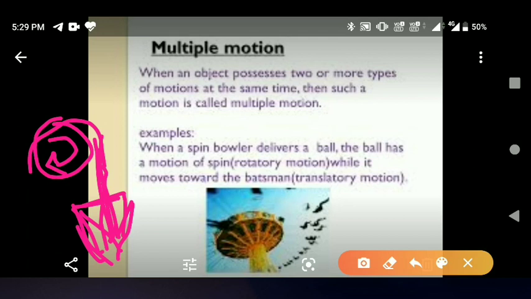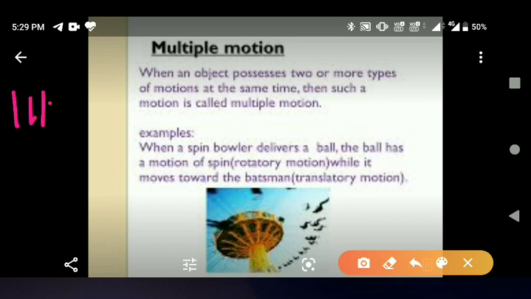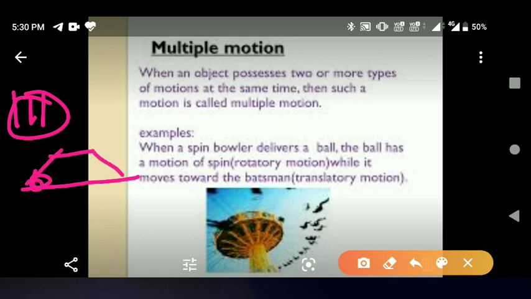The third example is a vehicle moving on the road. The vehicle moves in a linear way and the wheel rotates in a circular motion. When a vehicle is moving on a road, the wheel shows rotary motion and the vehicle moves in a translatory way. So at the same time it shows rotation as well as translation.